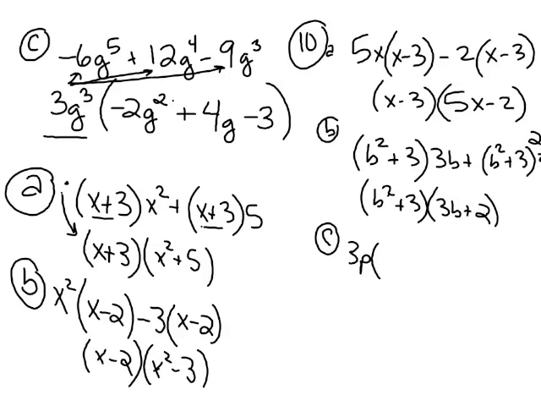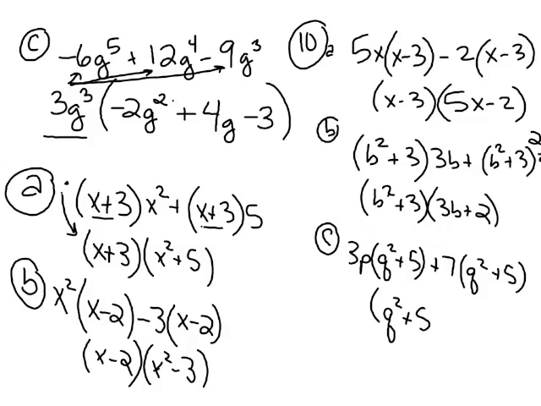3p times q squared plus 5 plus 7 times q squared plus 5. Okay, what's my term that's the same? Q squared plus 5, times 3p plus 7.